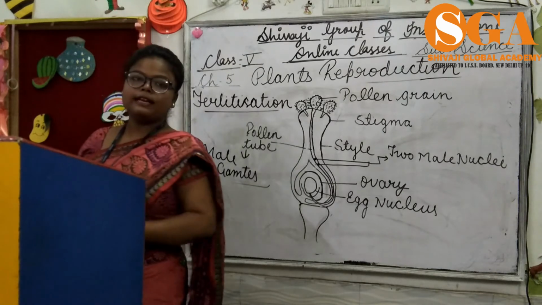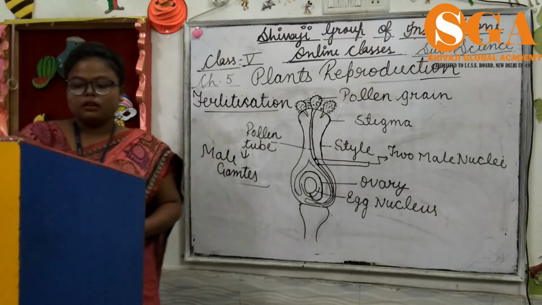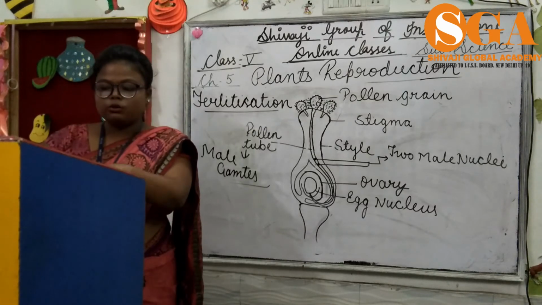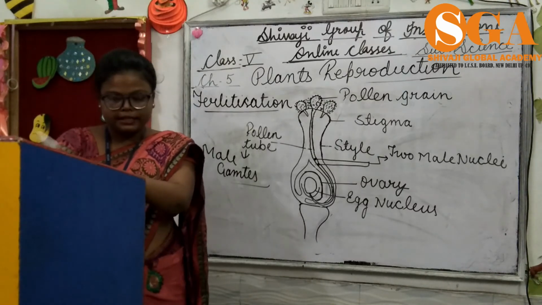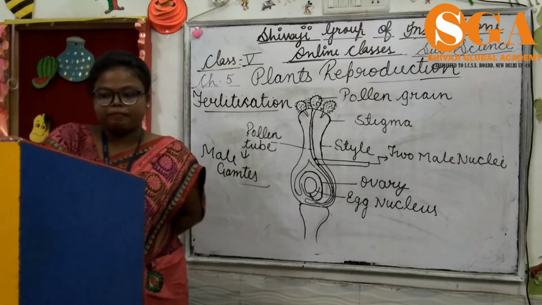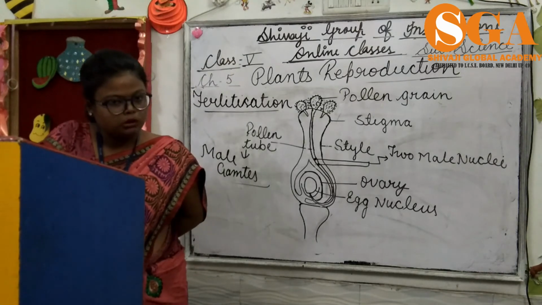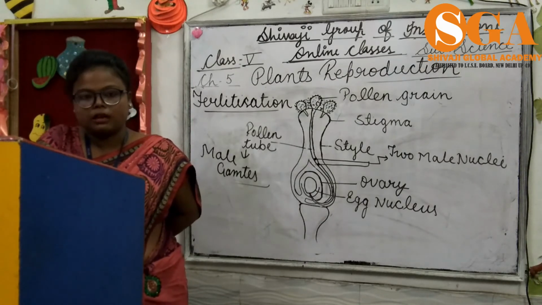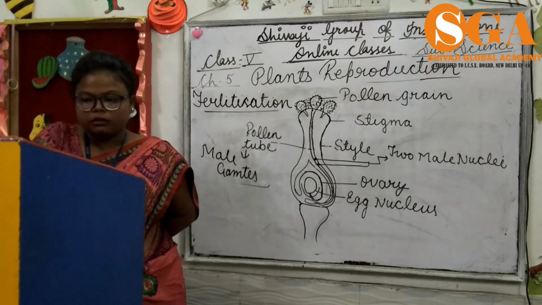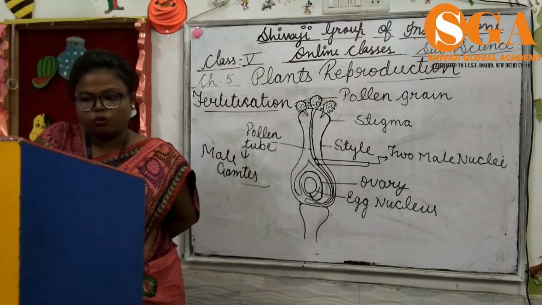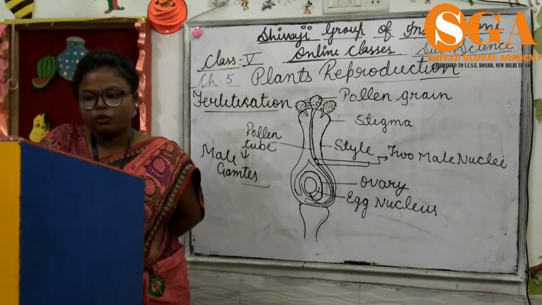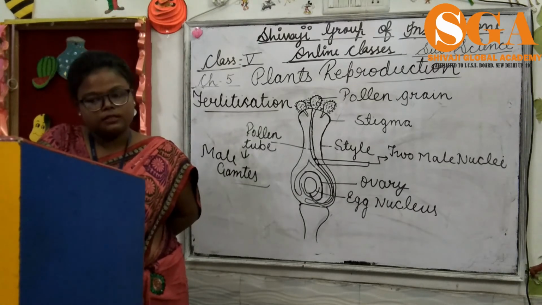Okay, students. Our next topic is formation of seeds. After fertilization, there are some changes in the flower. That is, the flower loses its bright color. The sepals and petals wither and fall off. The ovary increases in size and becomes a fruit. The ovary wall becomes the fruit wall. And the last is, inside the ovary, the ovules develop into the seeds.